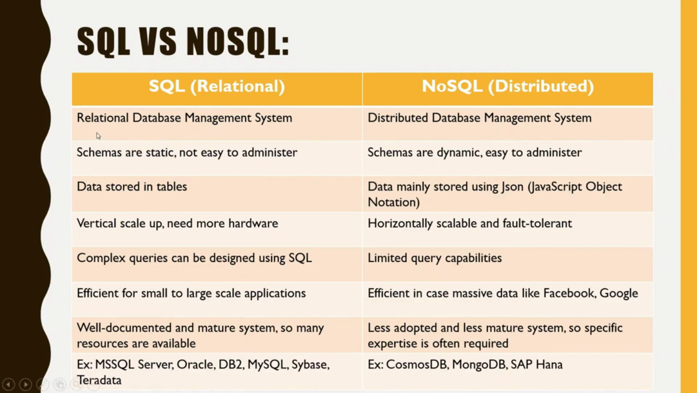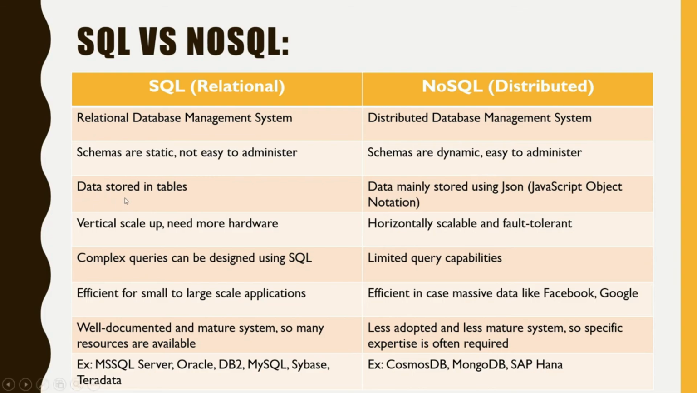So SQL is used in relational database management system, whereas NoSQL is used in distributed database management system. Schemas are static and not easy to administer in SQL, whereas schemas are dynamic and easy to administer in NoSQL. Schema represents structure of the database. We may call it the blueprint of the database. So it's difficult to manage schemas once they are defined in SQL. But we can modify schemas in NoSQL at any point of time as requirement changes.